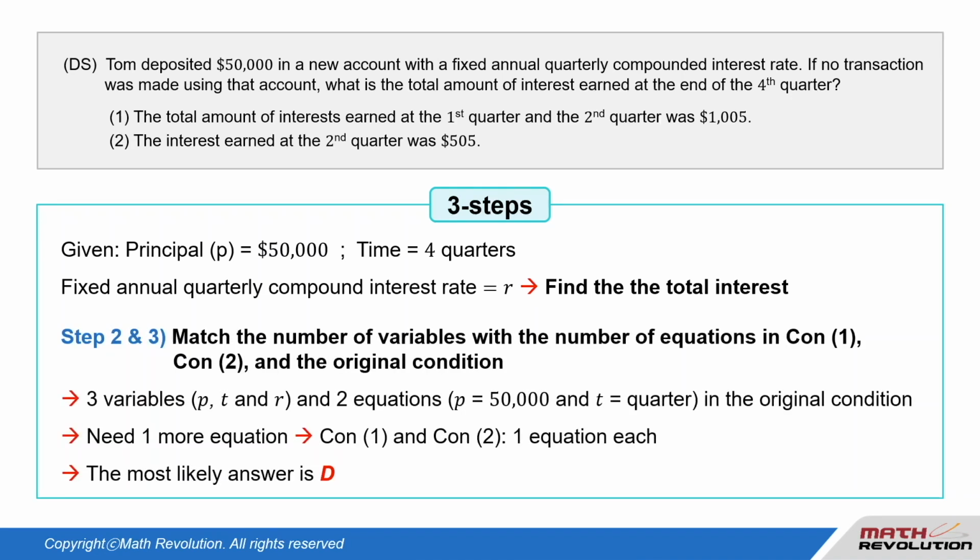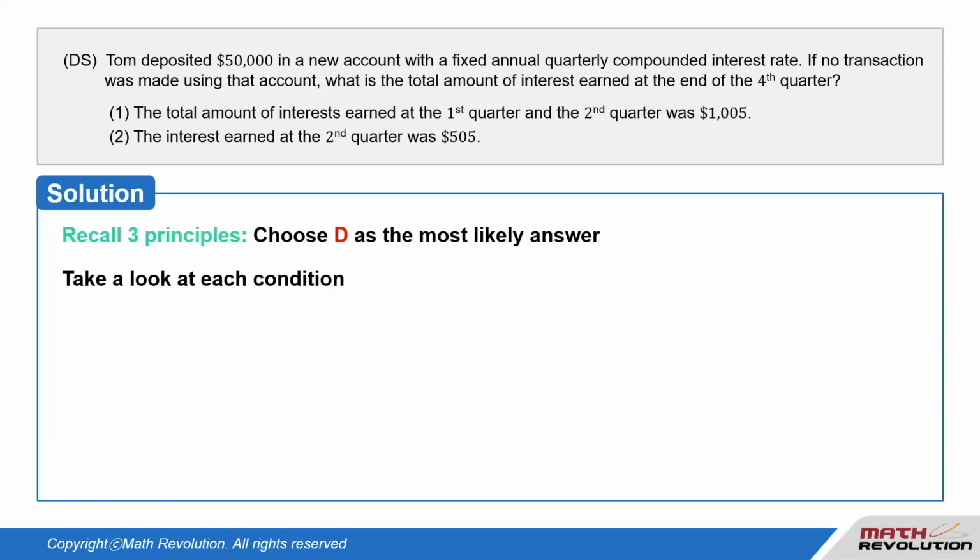Follow the second and the third steps. From the original condition, we have 3 variables, P, T, and R, and equations P equals $50,000 and T equals 4 quarters. To match the number of variables with the number of equations, we need one more equation. Since conditions 1 and 2 will provide one equation each, D is about 60% likely to be the answer. Recall 3 principles and choose D as the most likely answer.